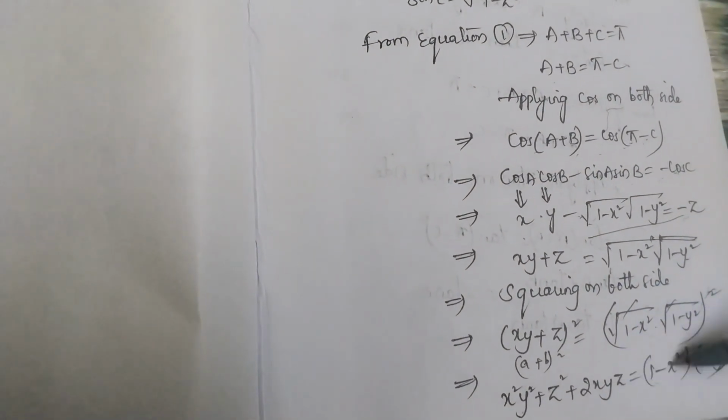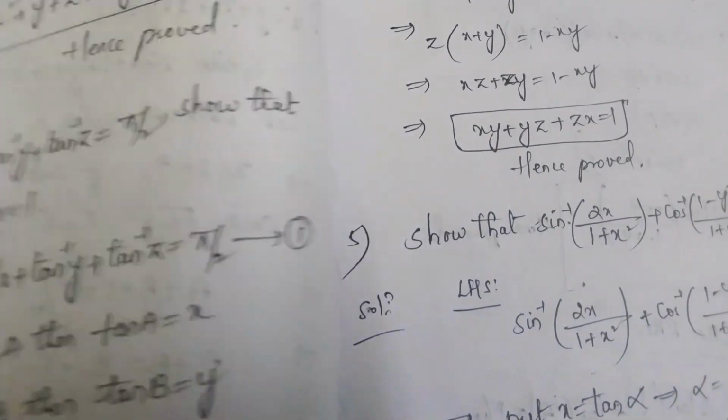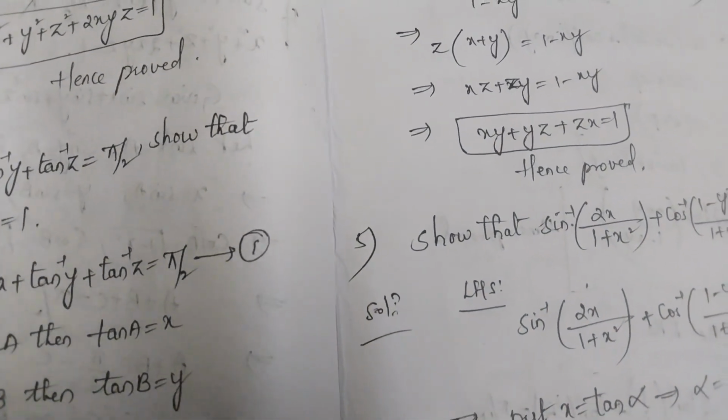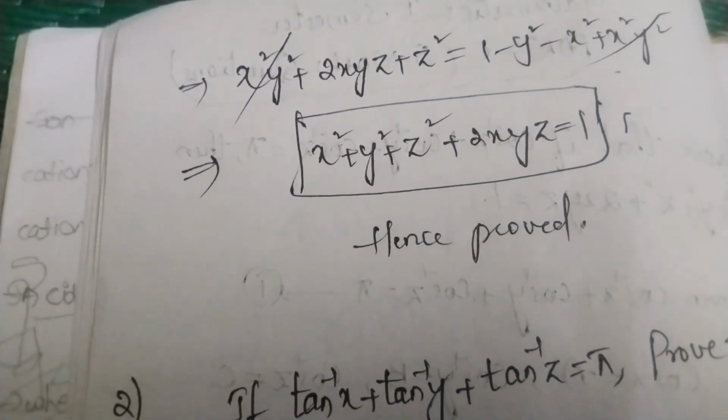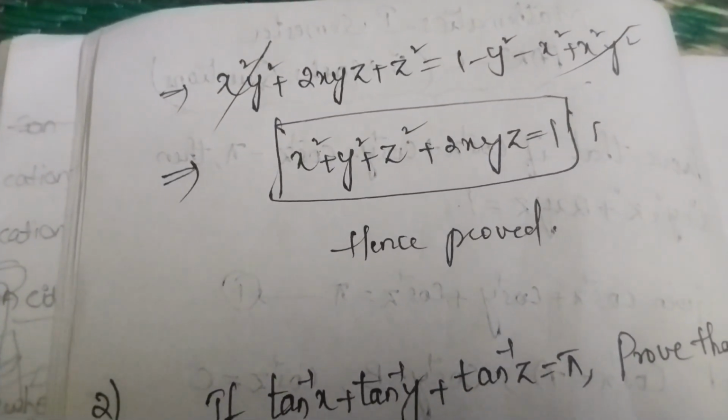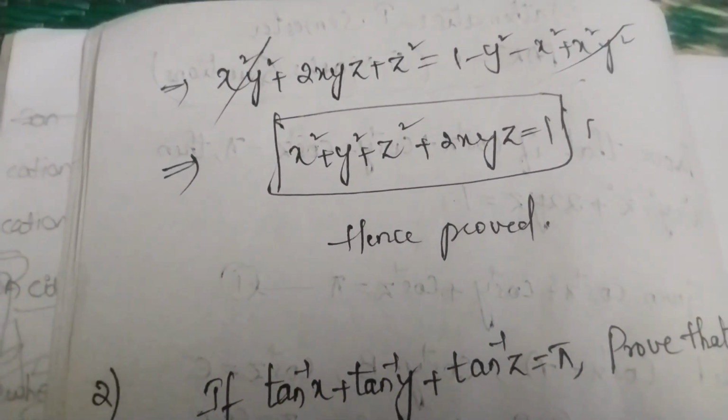Now we have to multiply 1 minus x square into 1 minus y square. So we get x square y square plus 2xyz plus z square is equal to, after multiplying, we get 1 minus y square minus x square plus x square y square.